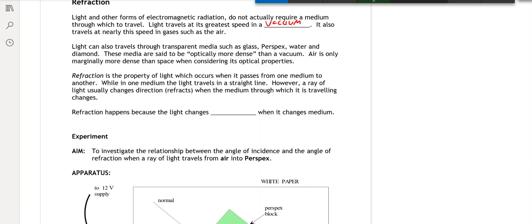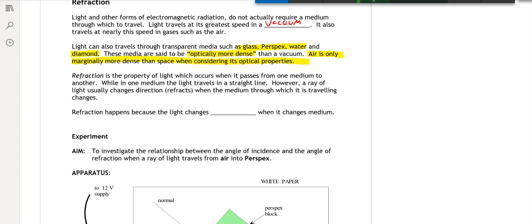Light travels through different materials such as perspex, glass, water, or diamond. These are more dense than a gas or a vacuum. Air is marginally more dense than space when we consider its optical properties. However, if you compare air to diamond, due to the structure, you can imagine that the diamond is a lot more dense, and when the light encounters that boundary, something happens to that light that it doesn't just pass straight through as you would expect.